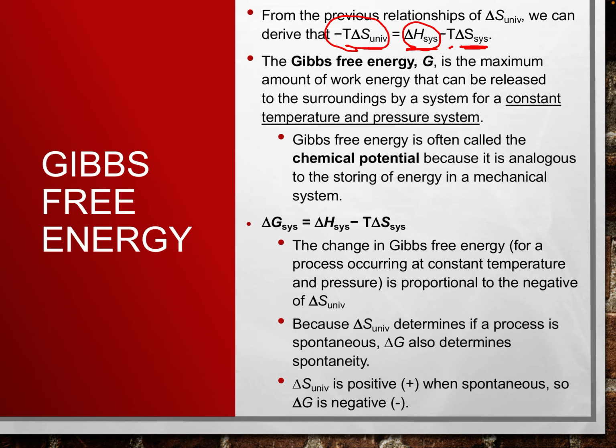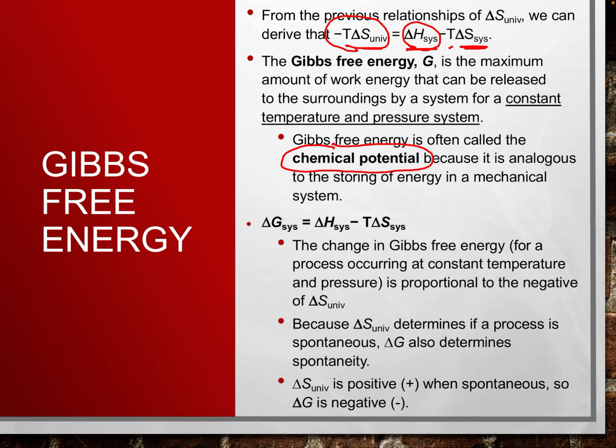Okay, so now we're going to look at Gibbs free energy, and Gibbs free energy is the maximum amount of work energy that can be released to the surroundings by a system when it's at constant temperature and pressure. The Gibbs free energy is often called chemical potential, because it's similar to how we store energy in a mechanical system, like the potential energy we looked at in a previous lecture with the guy pulling the rope with the weight, storing energy there. This is kind of the same thing. So Gibbs free energy is stored chemical potential.